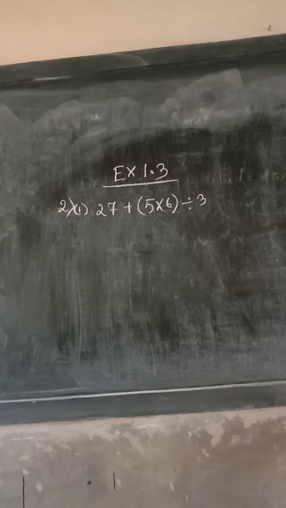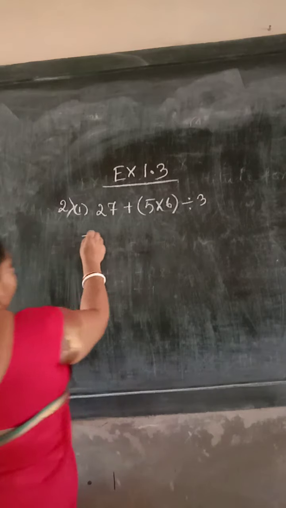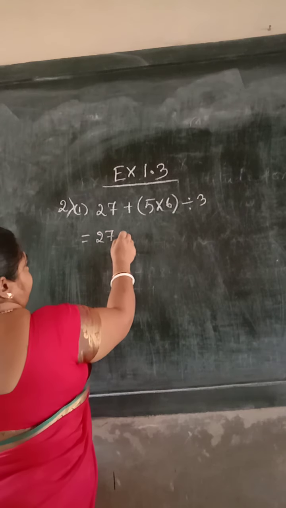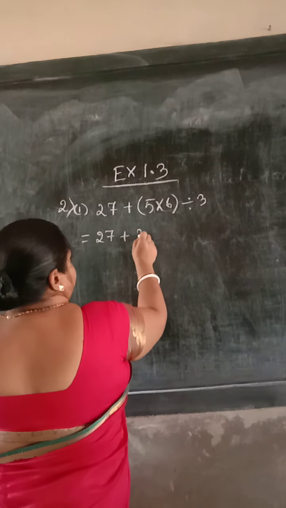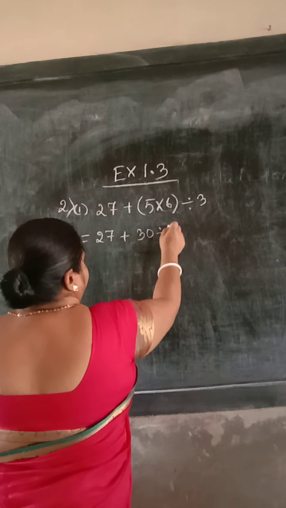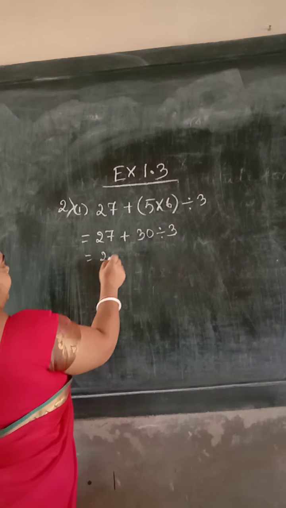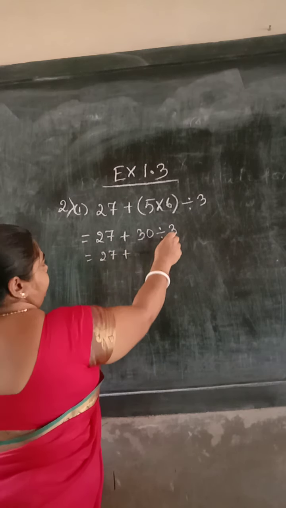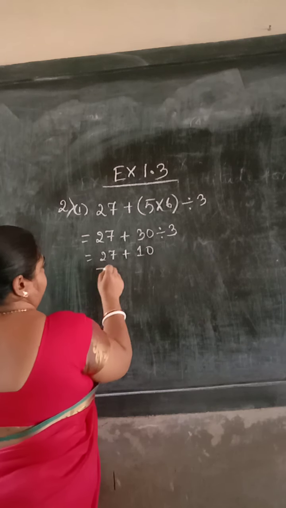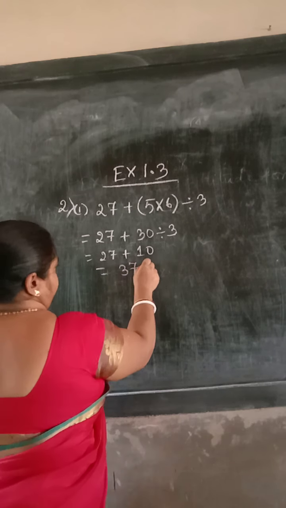First question, it is given to you 27 plus (5 into 6) in the bracket divided by 3. According to the rule of BODMAS, first of all we have to solve the bracket. So this gives you 27 plus 30 divided by 3, that gives you 10, so the final answer is 37.